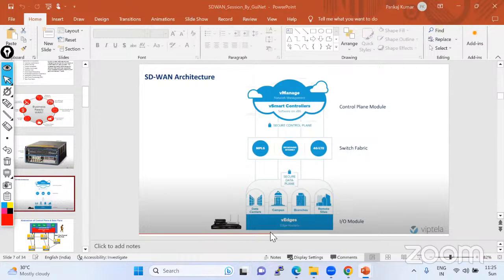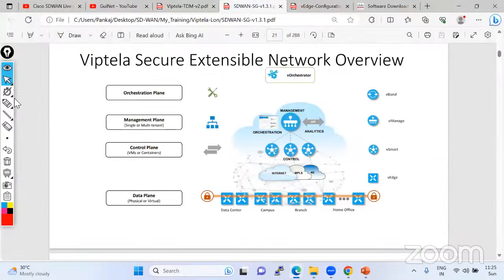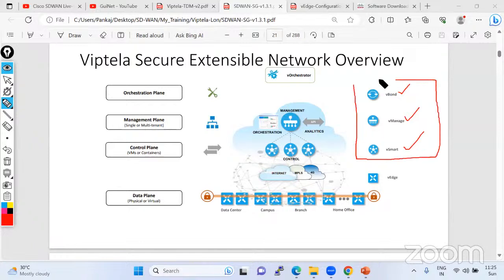Here, if you see, the control plane has three devices: one is the vBond, one is the vManage, one is the vSmart. So if I'm seeing something as a control plane, it is just a combination of the three devices. But further, these three devices have been segregated into three different planes. One is known as the orchestration plane, one is known as the management plane, and one is renamed as the control plane. And the last but not least is the data plane, and the data plane is your actual router. It could be the vEdge or could be the cEdge. I hope you understand what is a vEdge, what is a cEdge. If anybody has any query, please let me know.